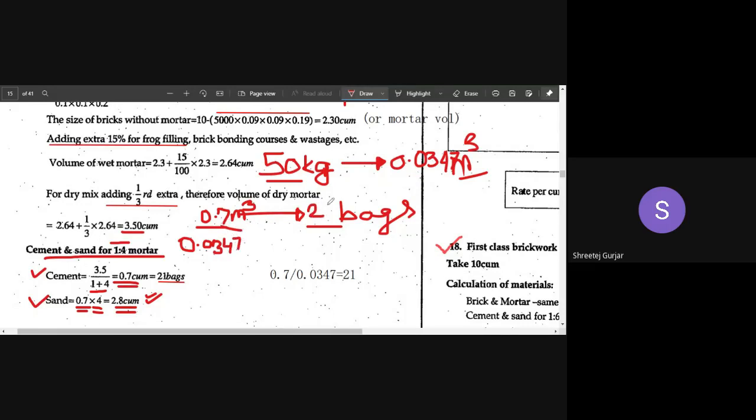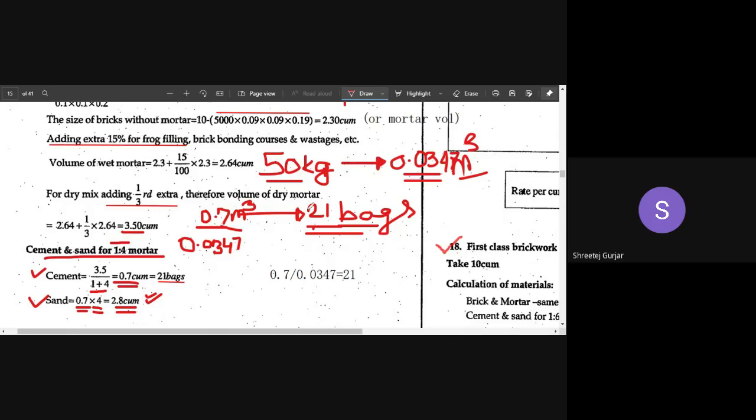So 21 bags of cement are required, because we usually order cement in terms of bags, right? So we have converted the kgs to meter cube, that is 0.0347, the standard value, right? Because one bag of cement is of 50 kilos. Convert this kilos to meter cube.